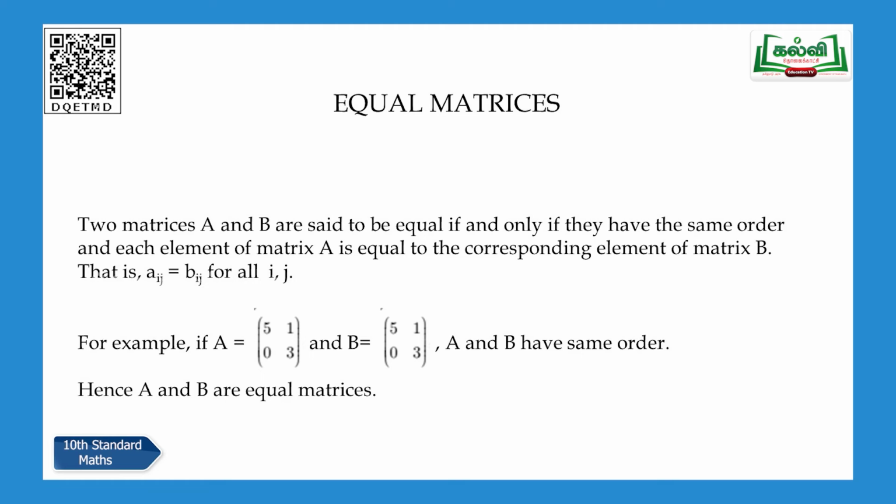For example, A is equal to 5, 1, 0, 3. It is a square matrix of order 2 by 2. B is equal to 5, 1, 0, 3. The same. The elements are the same and the order is also the same. Then A and B have the same order. So, A and B are equal matrices.